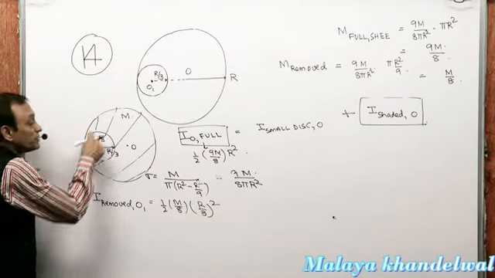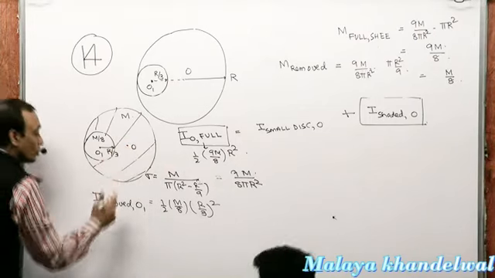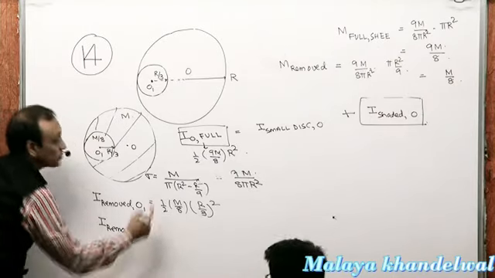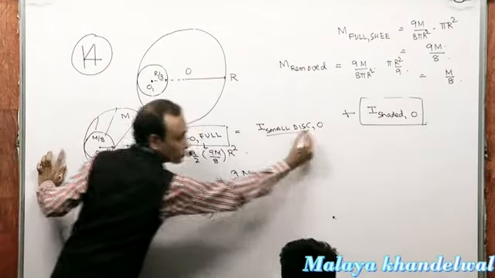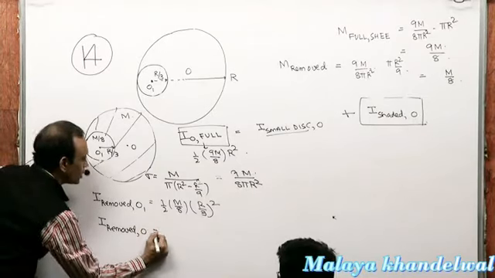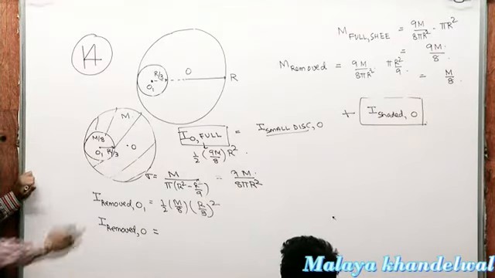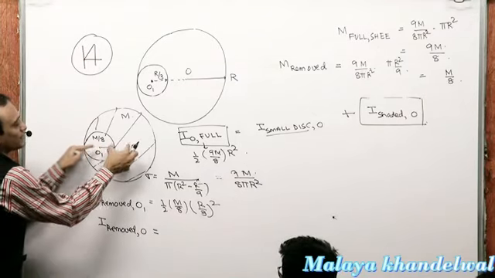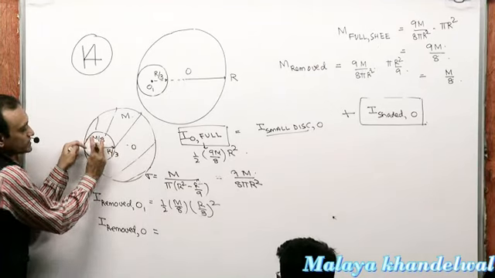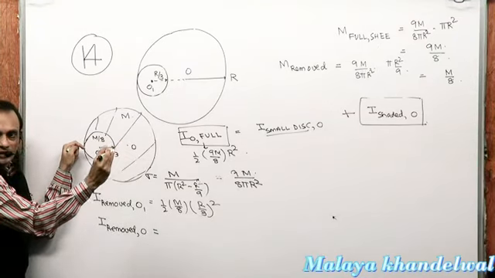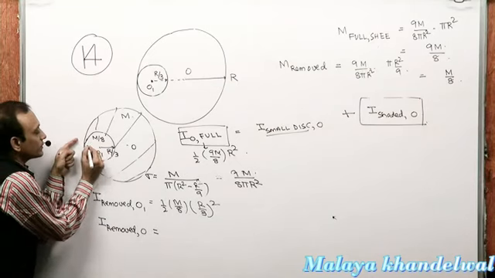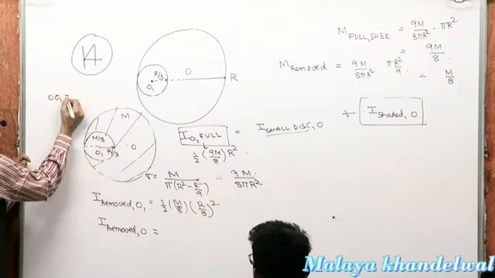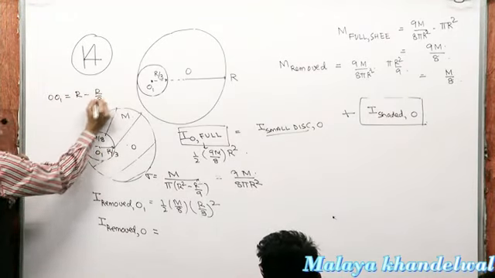Now, what is the moment of inertia of the removed smaller disk about O? From the parallel axis theorem, this moment of inertia plus mass times distance squared. What is this distance? This length is r by 3, this is r, so OO1 is r minus r by 3, that is 2r by 3. The distance between the center of mass axis and O is 2r by 3.